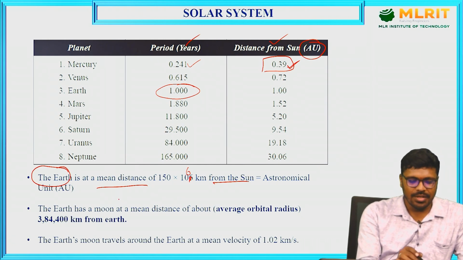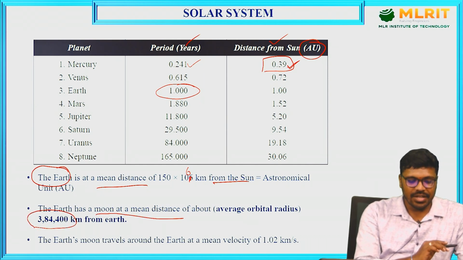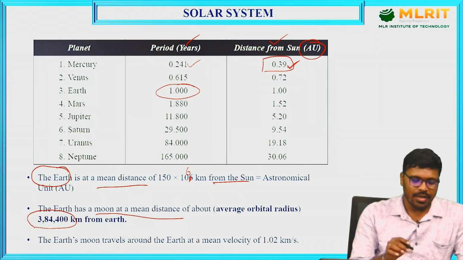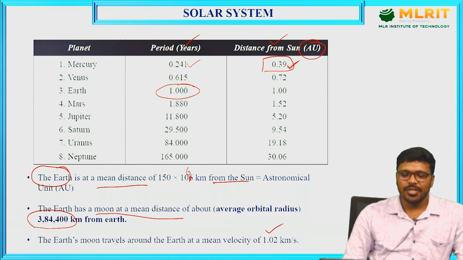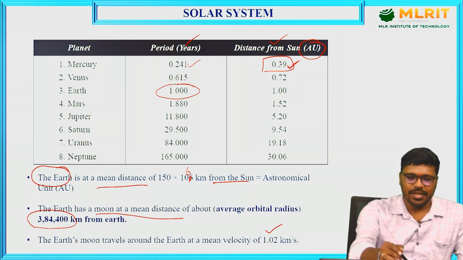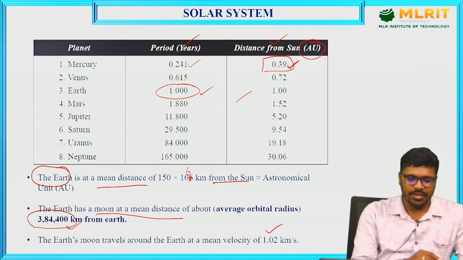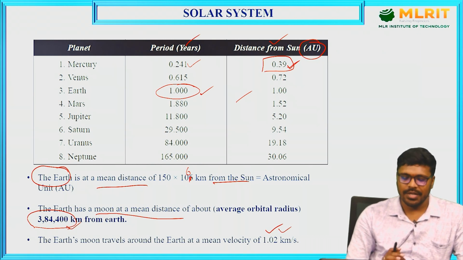Earth has a moon, which is at a mean distance of about 3,84,400 kilometers from the Earth. The Earth's moon travels around the Earth with a mean velocity of around 1.02 kilometers per second. So these are the time periods and distances, and this is the distance of the moon from the Earth, and this is the velocity with which the moon is moving around the Earth.